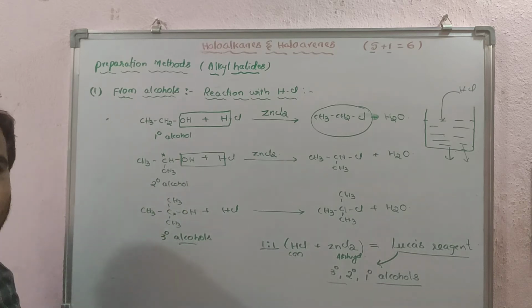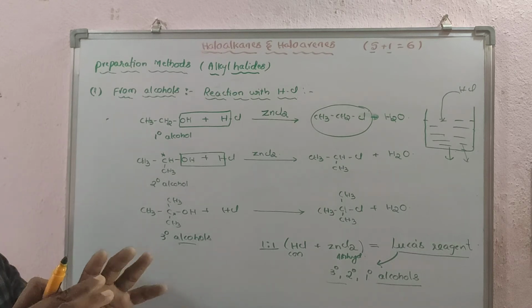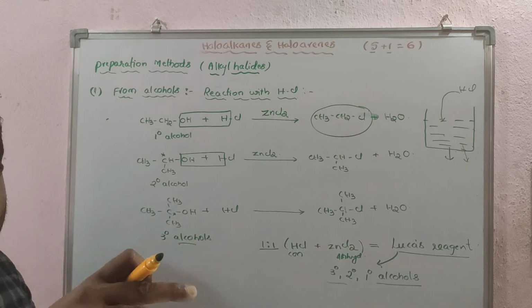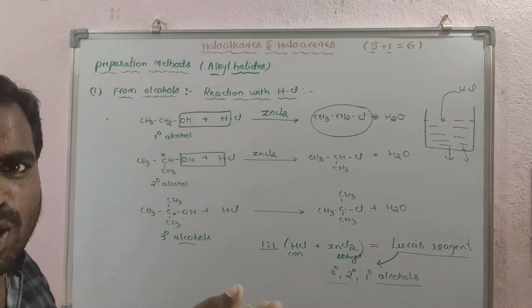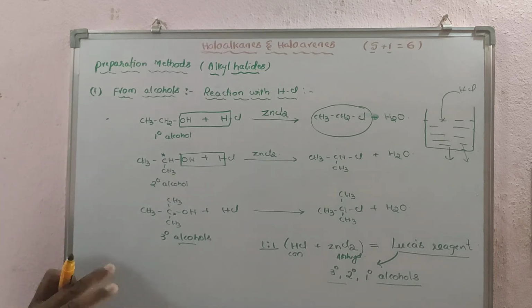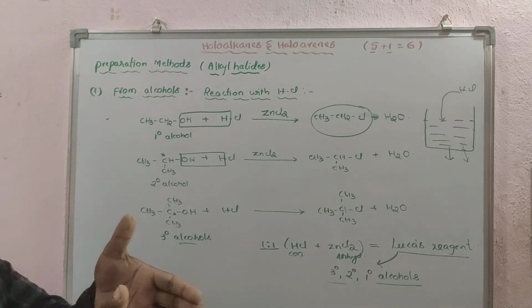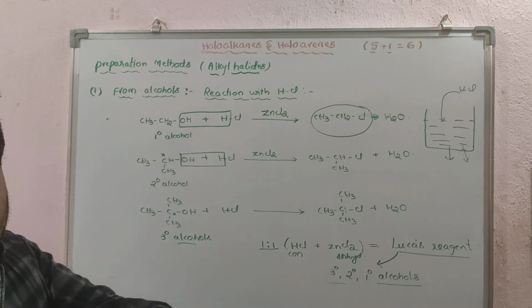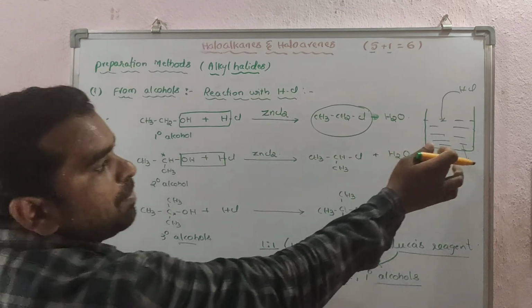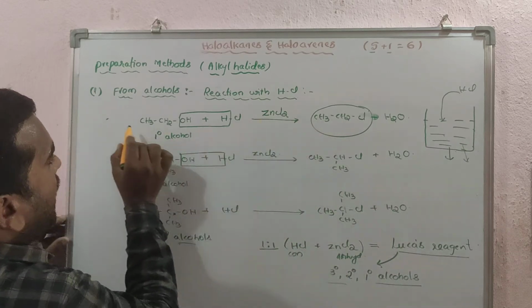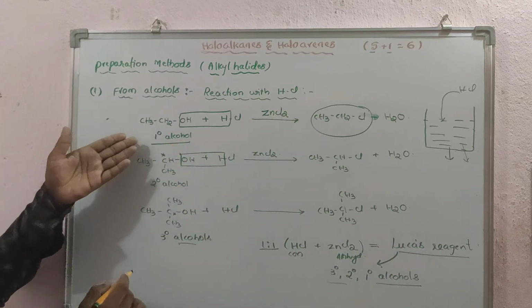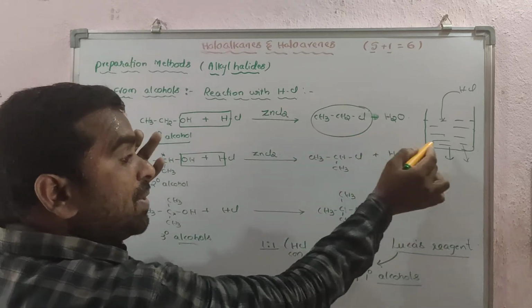And if you add some milk, then you can see something like a small precipitate. We call that turbidity. It is not a precipitate; the two are not miscible with each other. So what will you get here? Turbidity. Okay, so primary alcohols are less reactive.